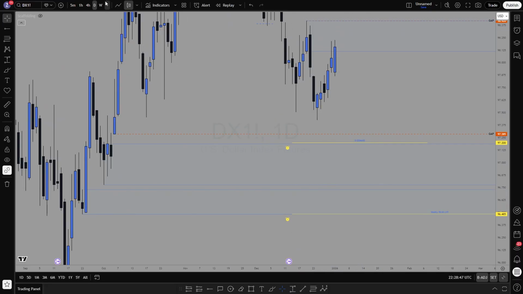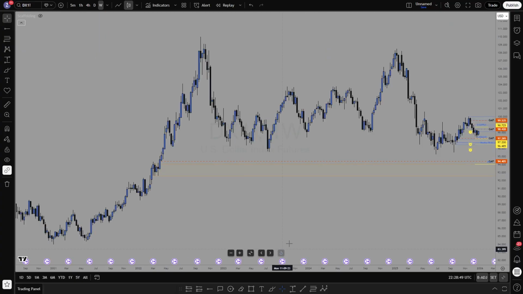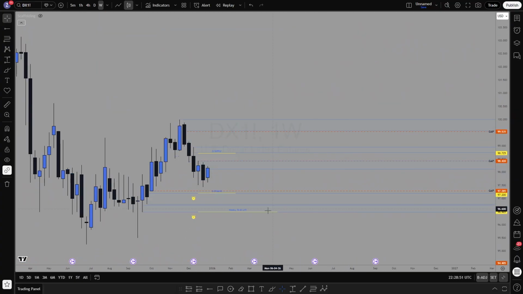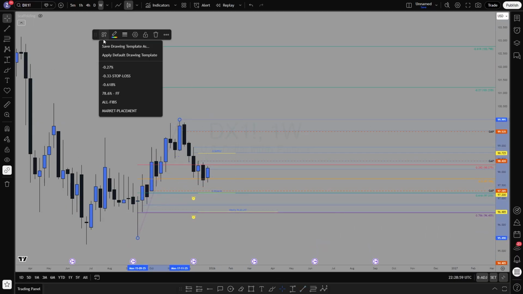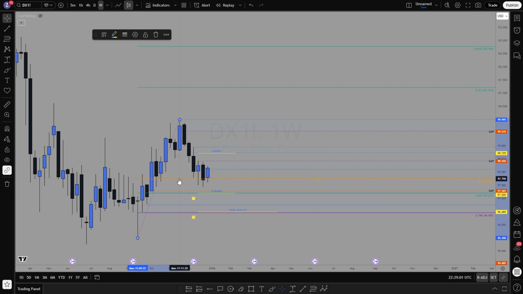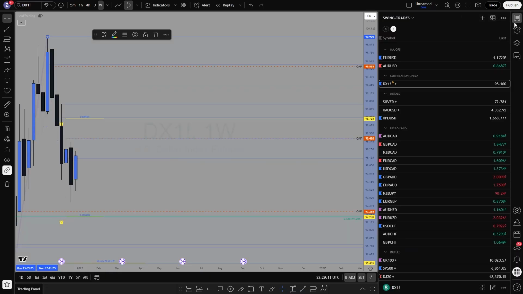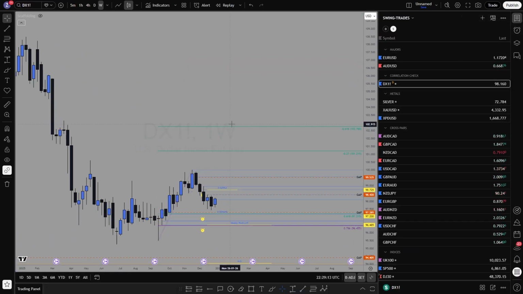96.7. Going back to the weekly, if we review this entire wave, low to high, we also then have alignment of the 61.8 at the first level, and then the 78.6 fib for lower high theory. So that's the DXY.